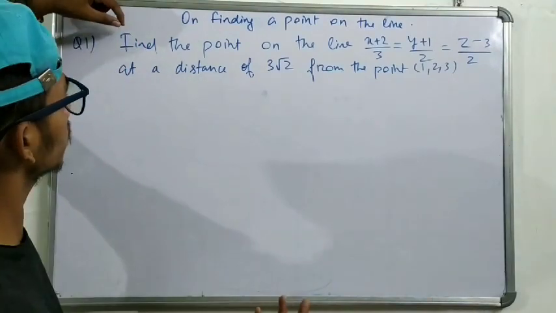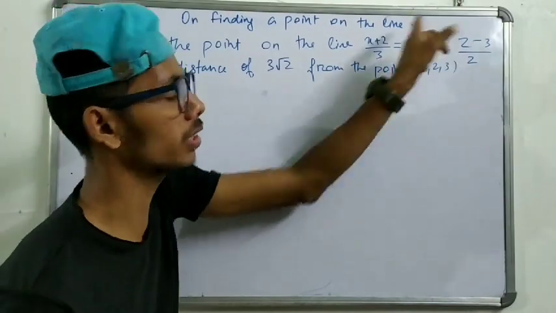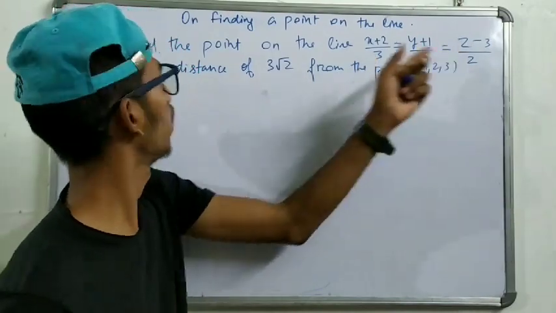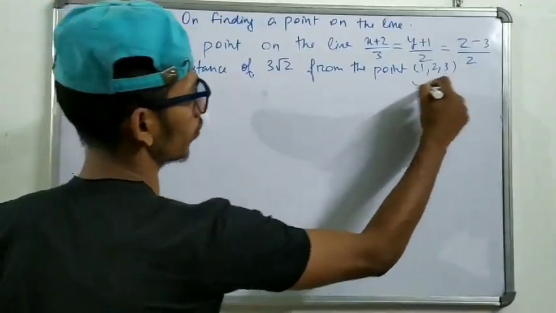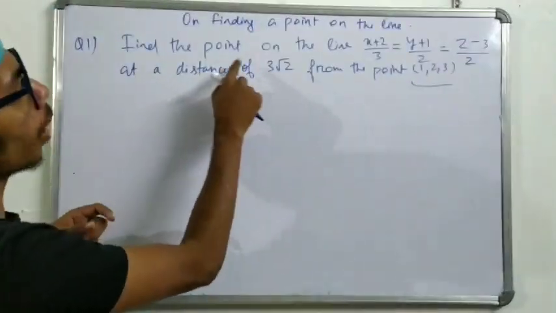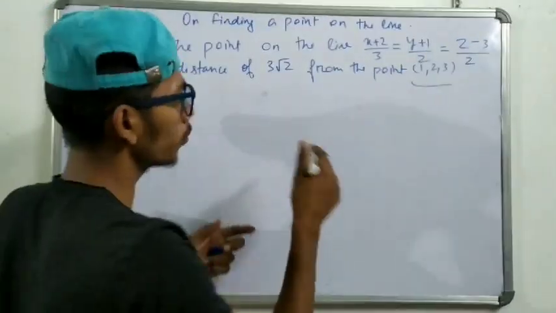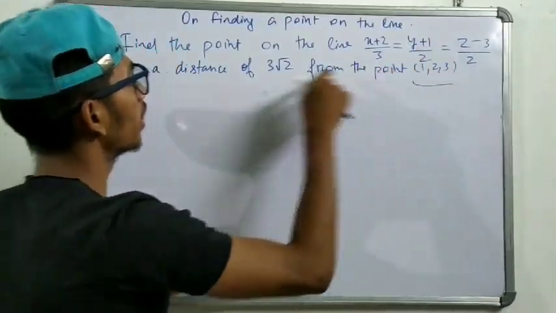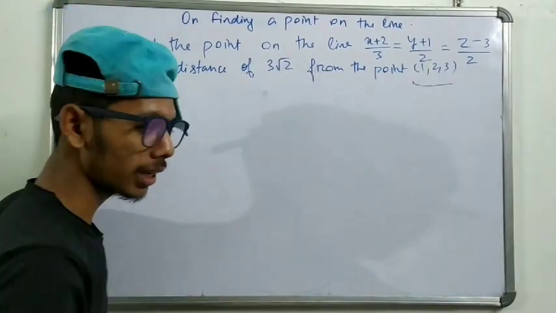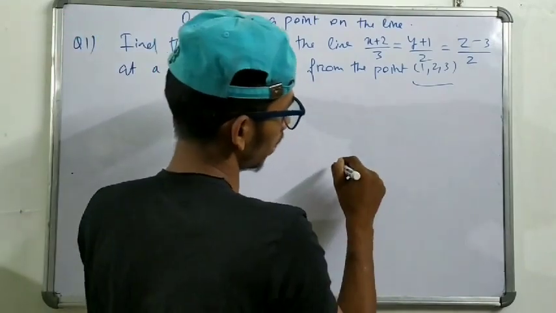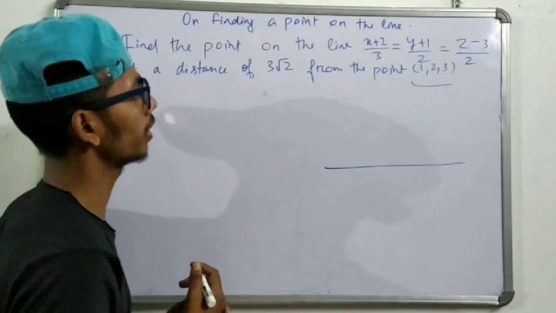So what is my question? Find the point on the line. This is my line equation, the line equation in Cartesian form, at a distance of this from the point 1, 2, 3. Read the question again: find the point on the line at a distance of this from the point this. You have to find a point on this line which is at a distance of this from the point this. I'll make the diagram using the conditions given in the question.